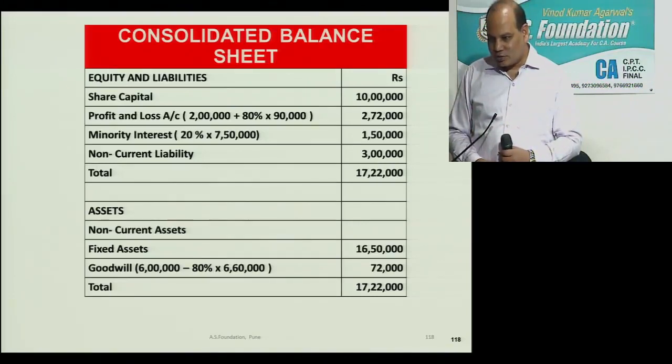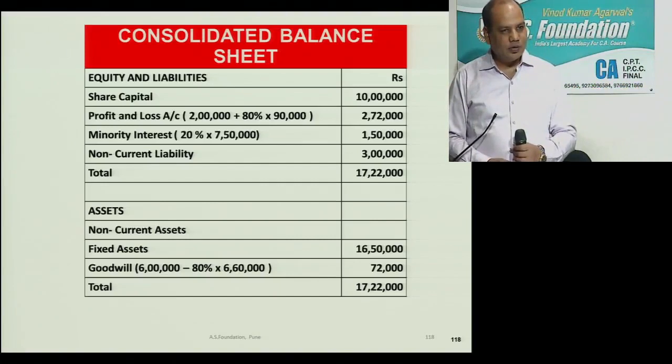Is it 3 lakh? Total 17,22,000. Is the answer 17 lakh 2,000? Asset side is simpler. Add the fixed asset of the two companies. Why are you not adding?